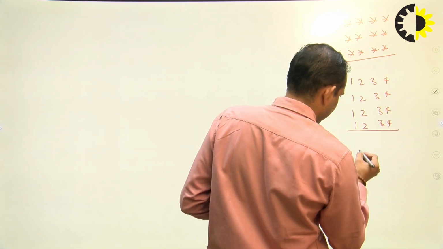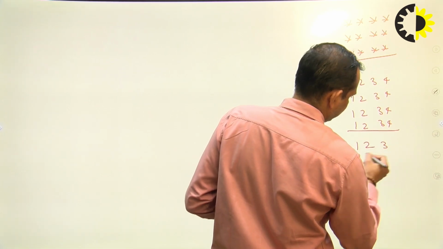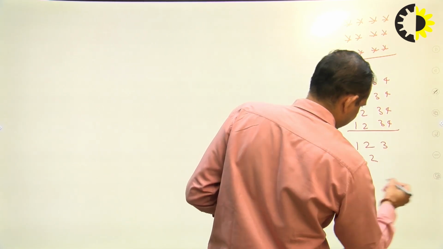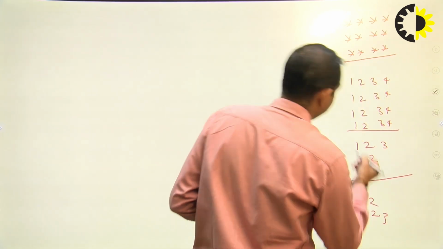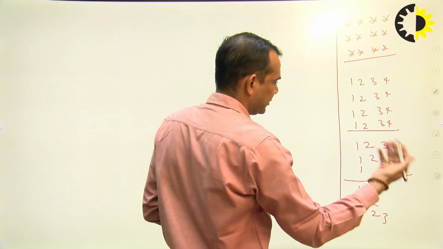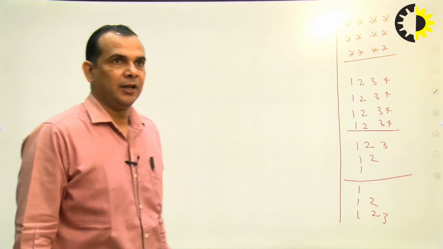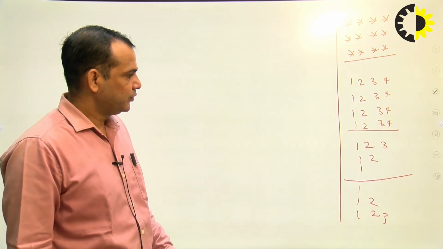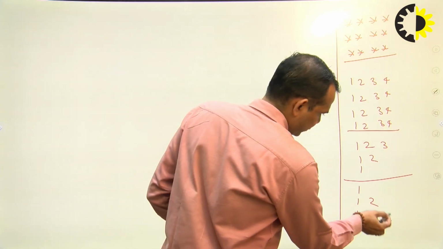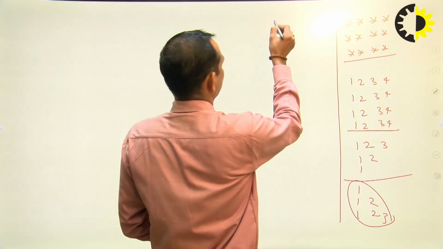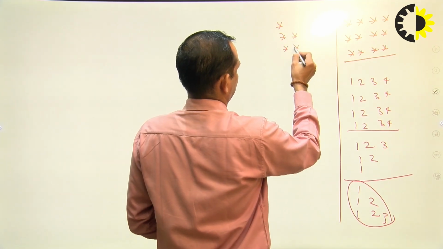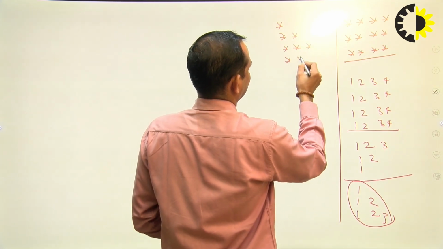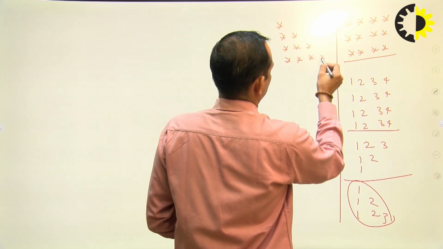Second problem and third problem: we have to print 1 2 3, 1 2, and 1. The next one we have to print is 1, 1 2, and 1 2 3. So we have to print these types of problems. Firstly we apply this, and based on this we print the pattern. Now all of you should be clear about what we have to print.